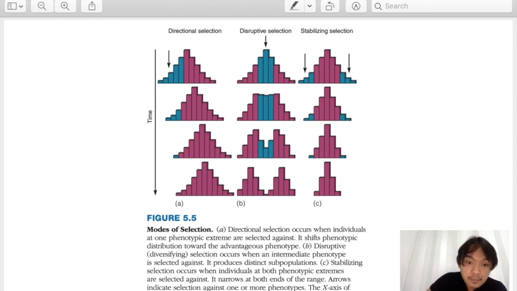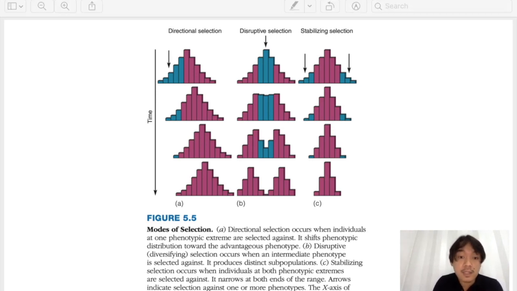And lastly, stabilizing selection occurs when individuals of both extremes are selected against. Look at the blue-green bars from the left and the right side through time. The extremes are really being selected against. So, which do you think is the most effective mode of selection? We cannot say as of now.